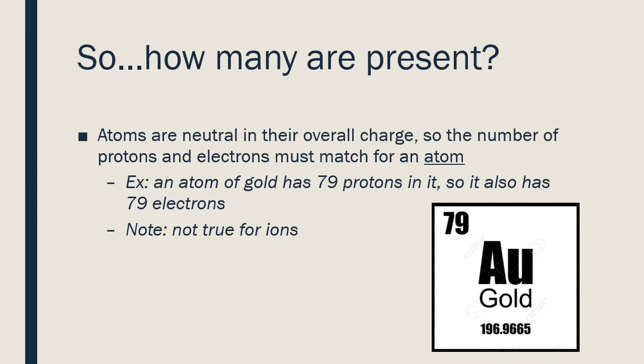Let's deal with electrons now, the other charged particle. Atoms are neutral overall, which means the number of protons and electrons must be the same for an atom. So, since there are 79 protons in an atom of gold, and protons are positive, there must be 79 of our negatively charged particle, the electron, as well. Please note, this is only true for atoms. Ions will not have a balanced number, and we will deal with them in a later set of notes.